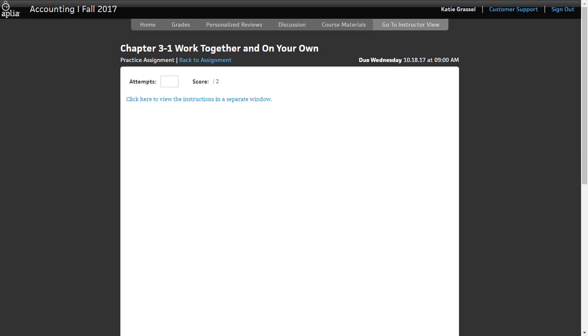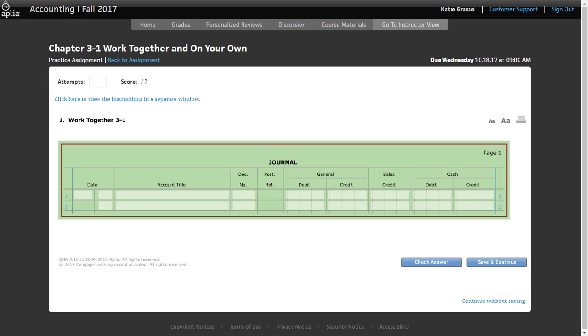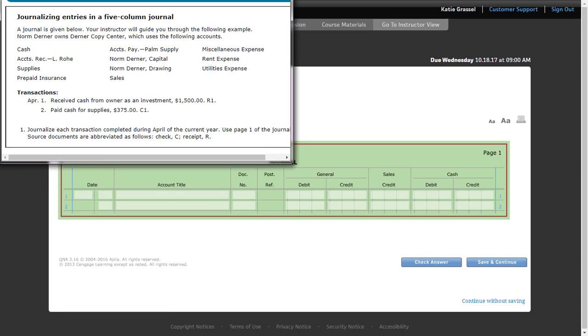You will see that 3-1 has a journal just like I was talking about. Our directions for 3-1 read, a journal is given below. Your instructor will guide you through the following example. Norm Dermer owns Dermer Copy Center, which uses the following accounts. Cash, accounts receivable, L row, supplies, prepaid insurance, accounts payable, Palm Supply, Norm Dermer Capital, Norm Dermer Drawing, sales, miscellaneous expense, rent expense, and utilities expense. It's important to know that those are the accounts that you can use. We're not going to use any other accounts.